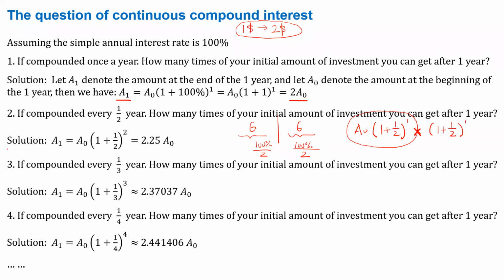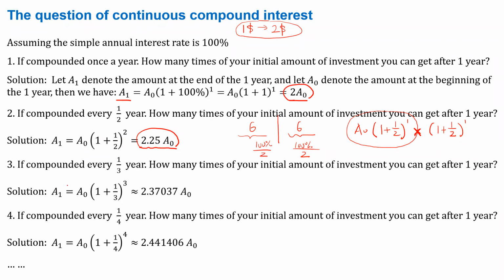Therefore, at the end of the 1 year, your money will become A1, which actually equals A0 times 1 plus 1/2 raised to the power of 2, which is 2.25 A0, right? Which is slightly more than the first case, right?